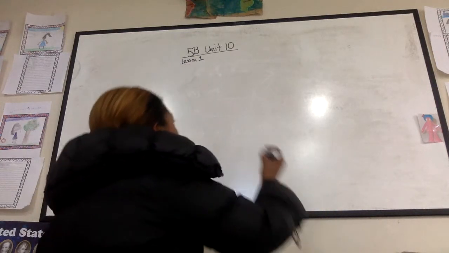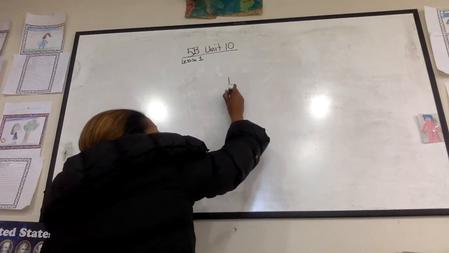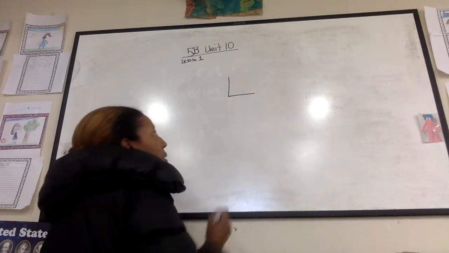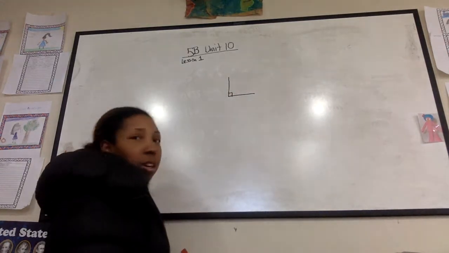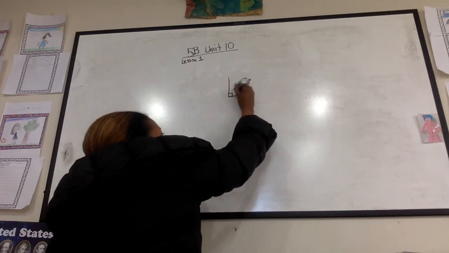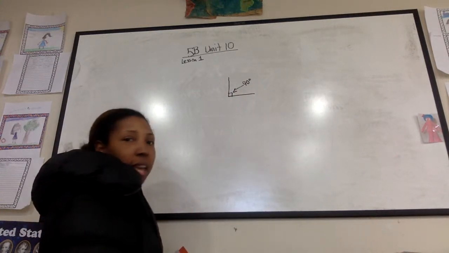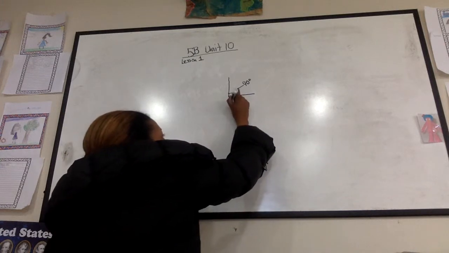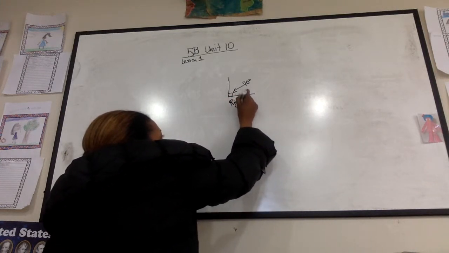All right? One angle that we probably have been taught about is a 90-degree angle. Okay? A 90-degree angle usually has the little box in it. And it's also known as a right angle.